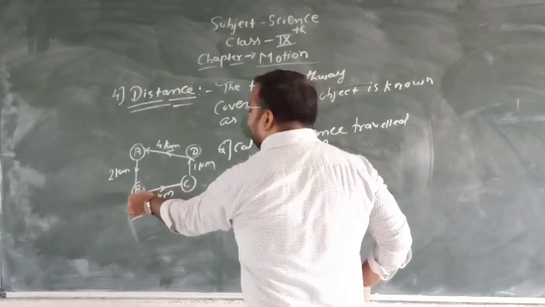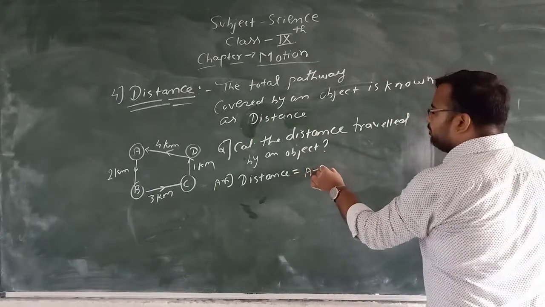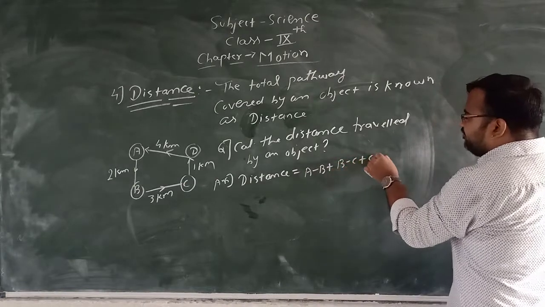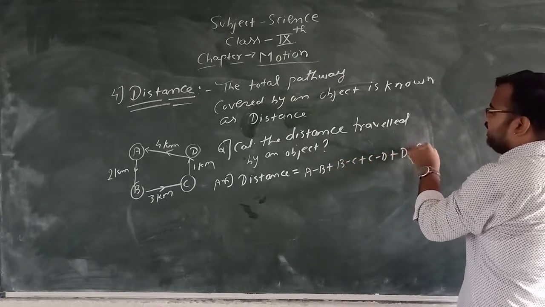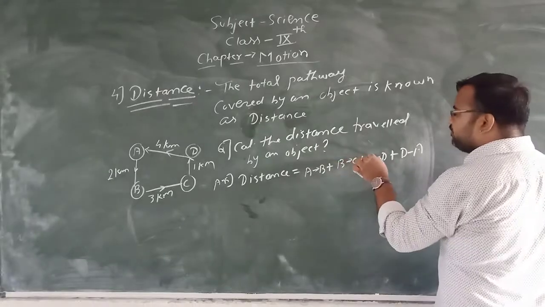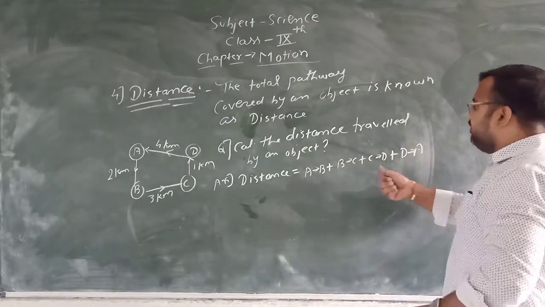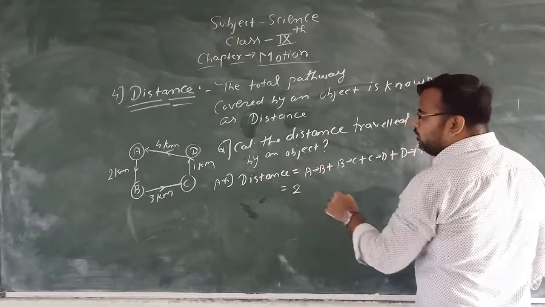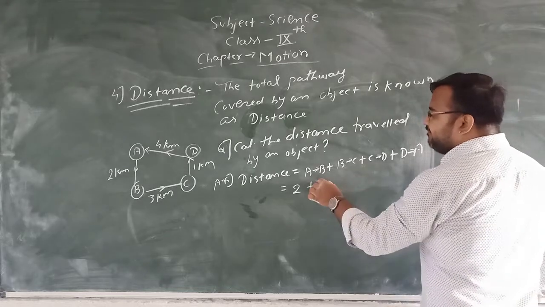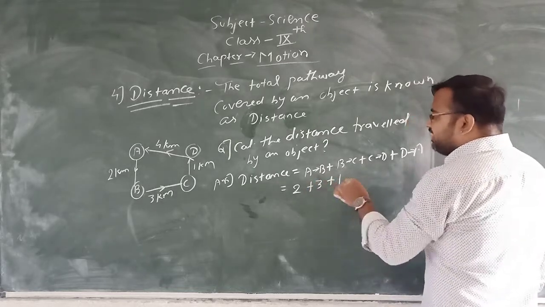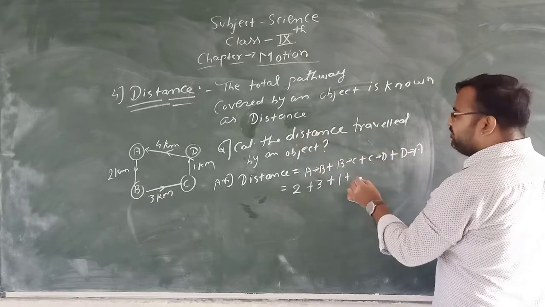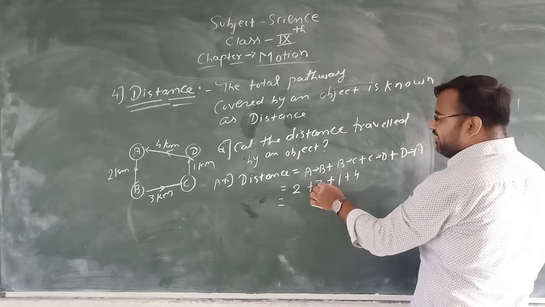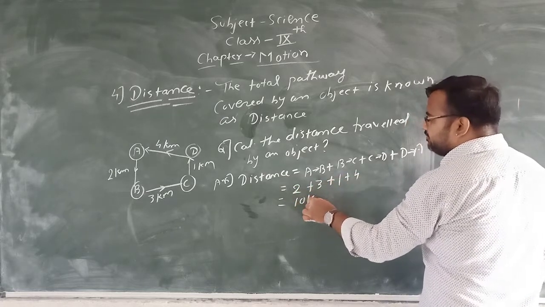First the object moves from A to B, so I will write A to B. Then the object travels from B to C, then from C to D and from D to A. So what is the value of A to B? 2 km. B to C the object traveled 3 km. C to D 1 km and D to A 4 km. Then the total distance covered, we can write 2 plus 3 is 5, plus 1 is 6, plus 4 is 10 km.